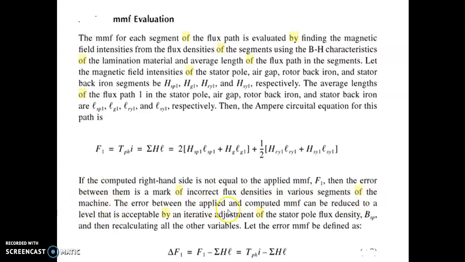The error between the applied and computed MMF can be reduced to a level that is acceptable by an iterative adjustment of stator pole flux density B_SP and then recalculating all the other variables. Let the error MMF be defined as delta F1, which is equivalent to F1 minus summation H into L, which is equivalent to T phase I minus summation H into L.